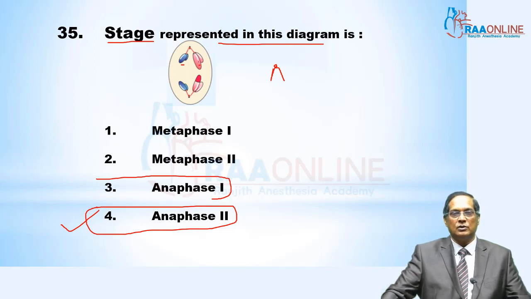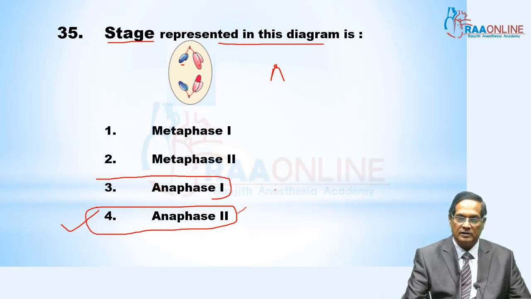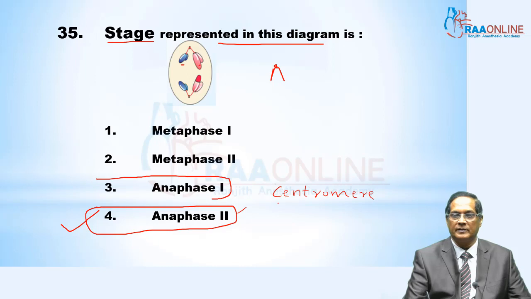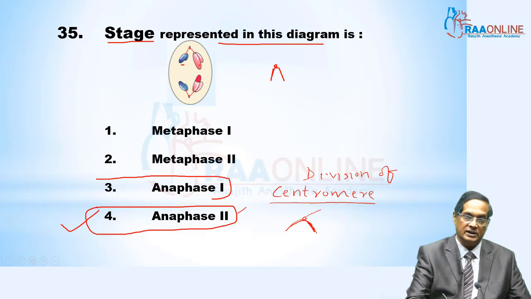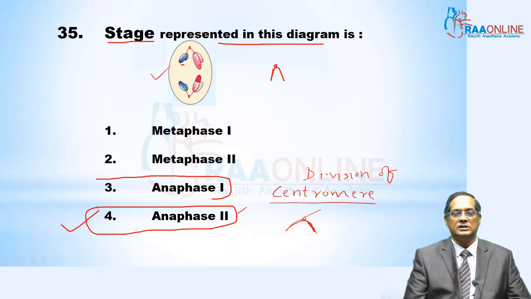In anaphase 2, when chromosomes move, there is a division of centromere, followed by their separation. At the time of separation, they have only one chromatid, and that is indicated in the diagram. So this is anaphase 2.